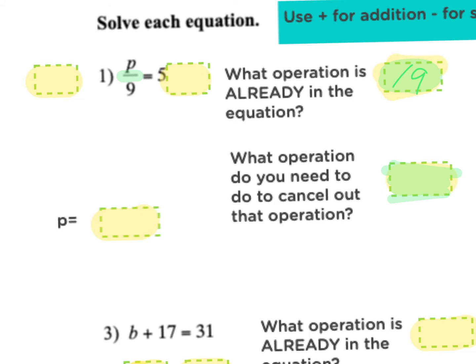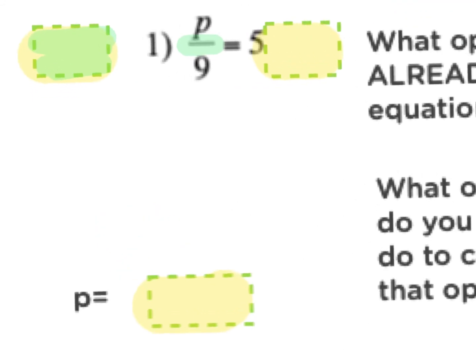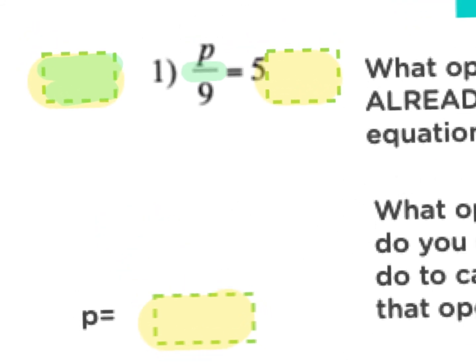So what operation are you going to use? You're going to do a little star and a 9. So what's already in there? Division. What are you going to do to cancel it out? You're going to multiply both sides by 9. So now that you've had to think through what operation are you going to do, now you're going to do it. So right over here on the left-hand side, to cancel out that 9, you're just going to write a little star 9, because you're going to multiply that side by 9.